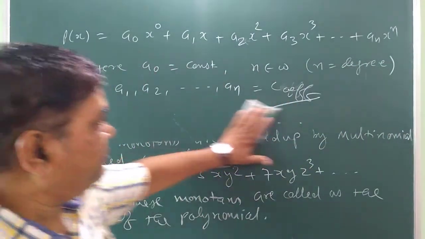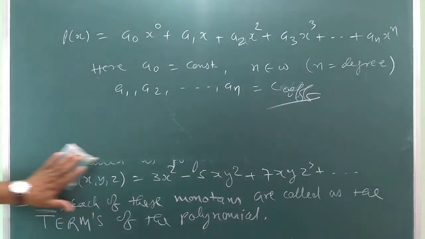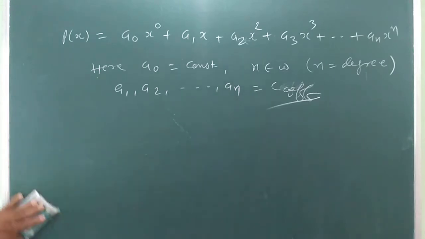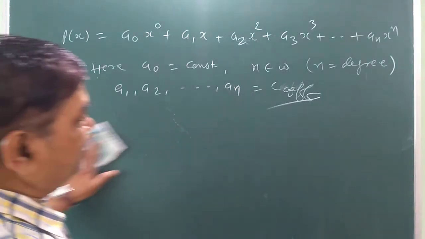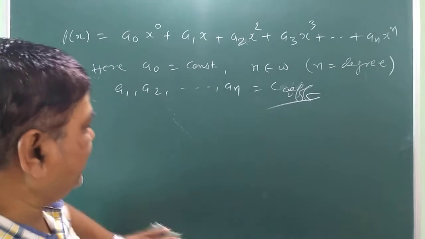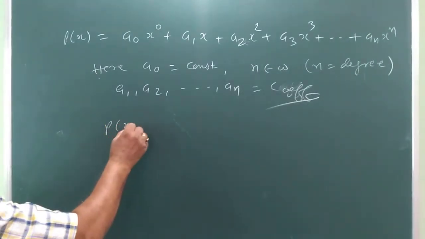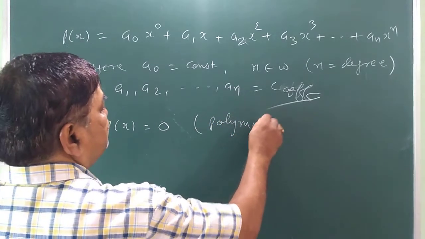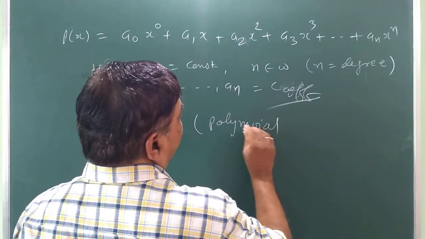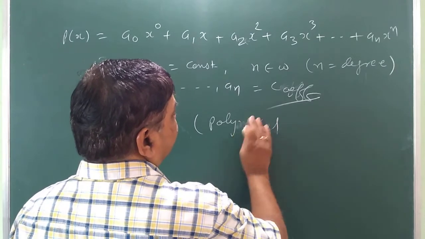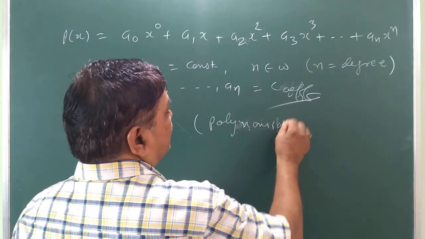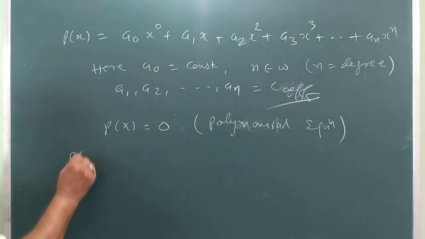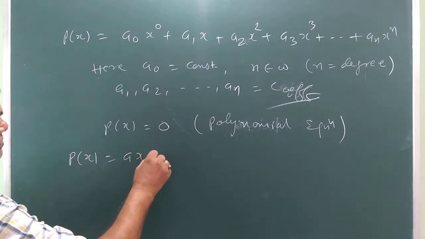Now, what is a polynomial equation? This is a polynomial, and what about the polynomial equation? So a polynomial equation can be expressed when p(x) is equal to 0. This is called a polynomial equation. For example, p(x) is equal to ax plus b.